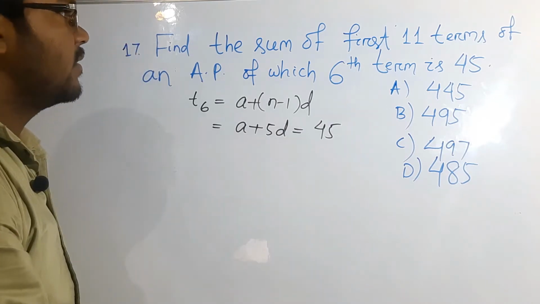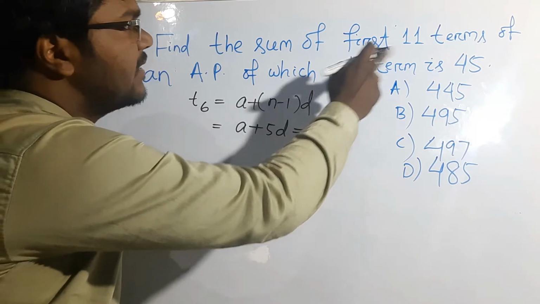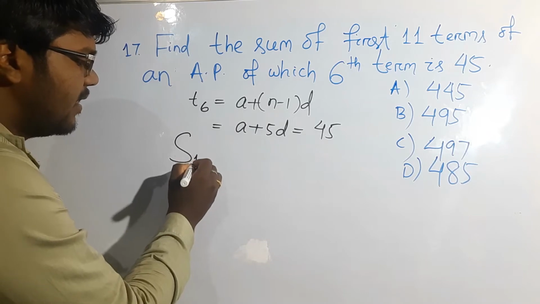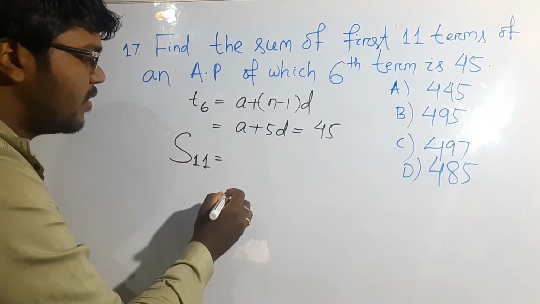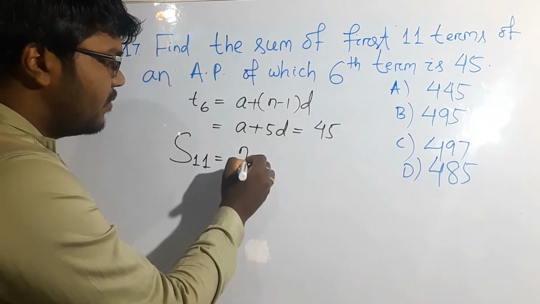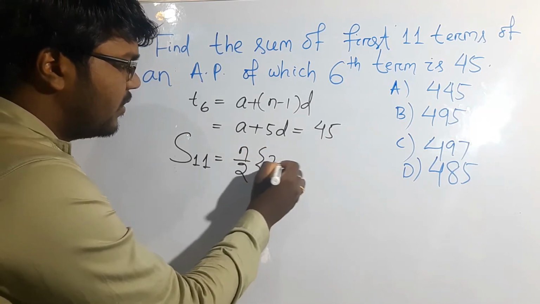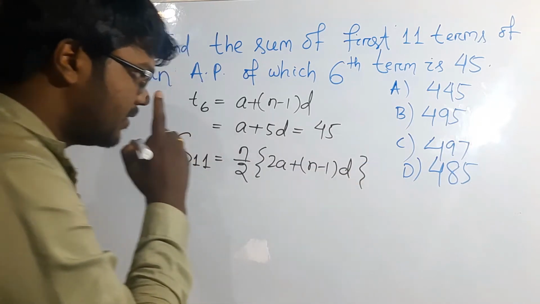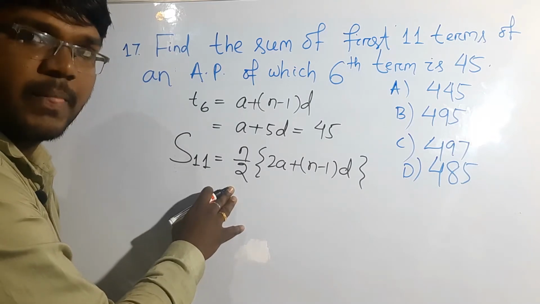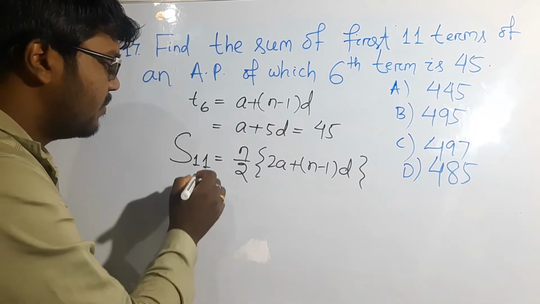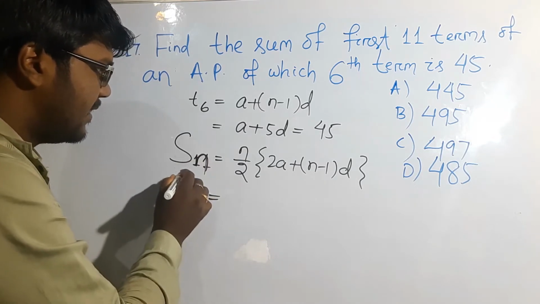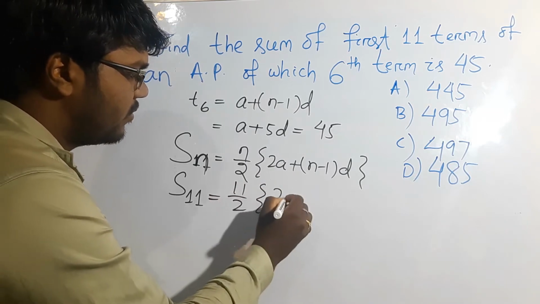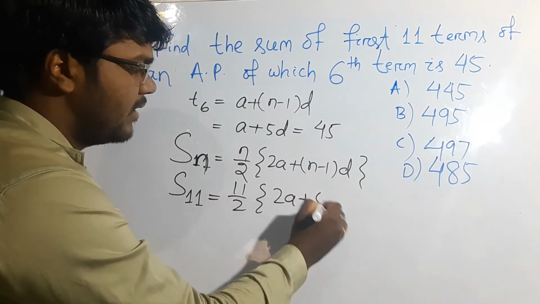It is given. Then we have to find out the sum of first 11 terms. Sum of terms is denoted as S. So S of 11 will become, its formula is n by 2 whole into (2A plus (n minus 1) into D). This is the formula for the sum of n terms. So for S11 it will become 11 by 2 whole into (2A plus 11 minus 1 times D).